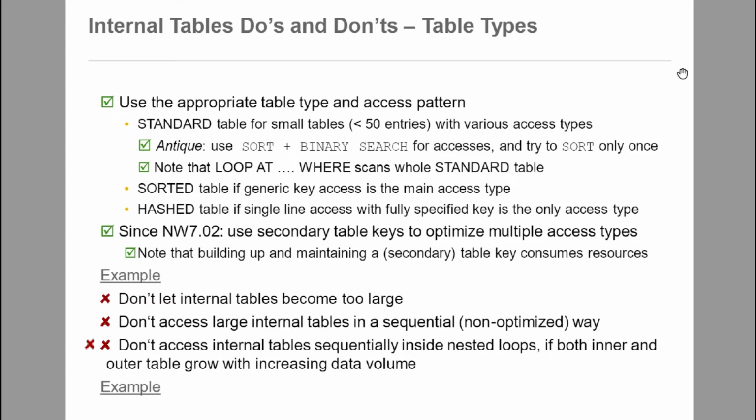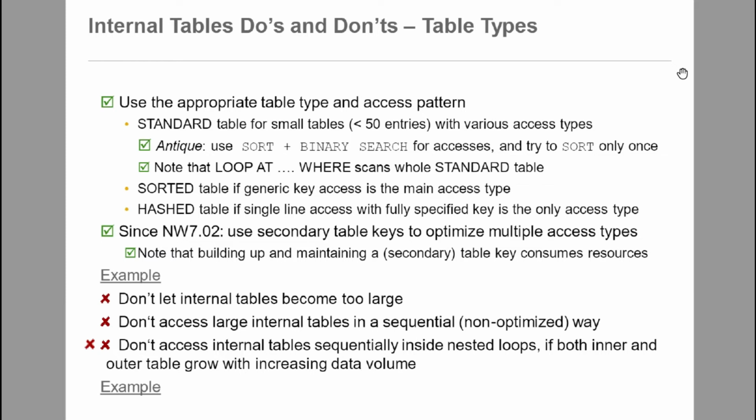Otherwise, use sort plus binary search for accesses and try to sort only once. Note that loop at where scans the whole standard table. Sorted table if generic key access is the main access type. Hash tables if single line access with fully specified key is the only access type.